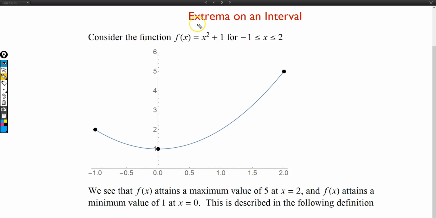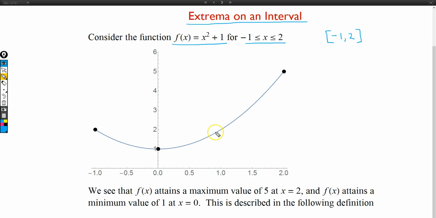In this lesson, we're going to define what we mean by extrema for a function on an interval. So let's start by considering the graph of this function, f of x equals x squared plus 1, for x greater than or equal to -1 and less than or equal to 2. So x is in the interval from -1 to 2 with closed brackets. Remember, the closed brackets means that x can actually take on the value of -1 and 2.